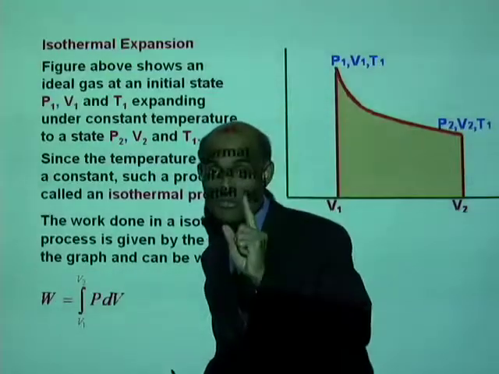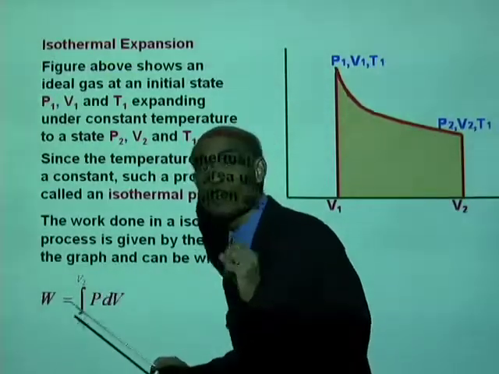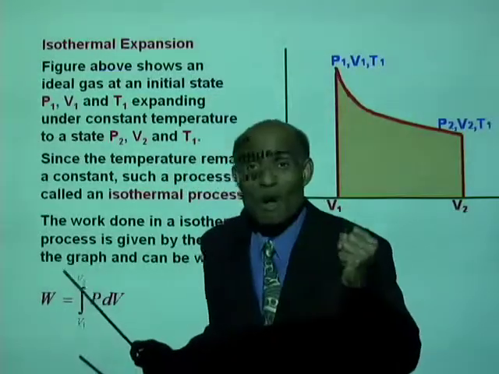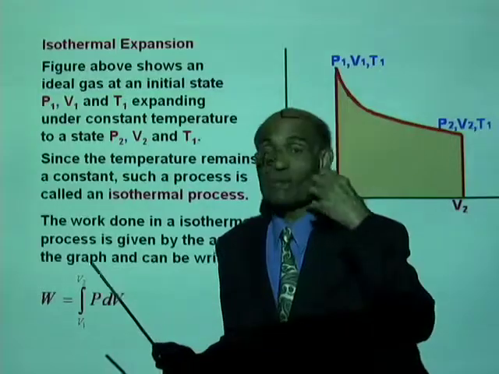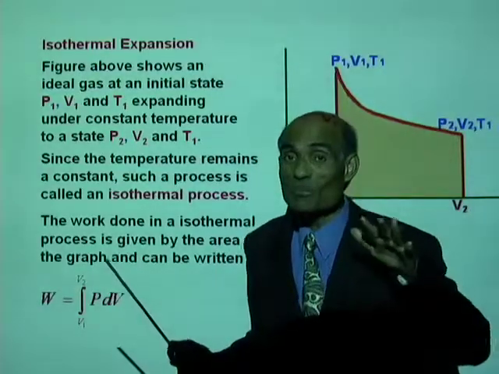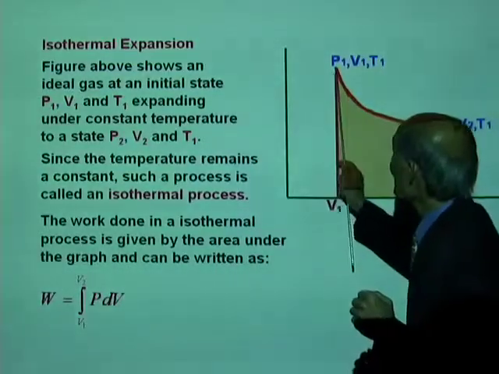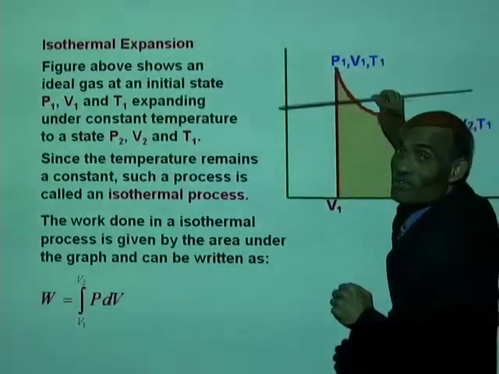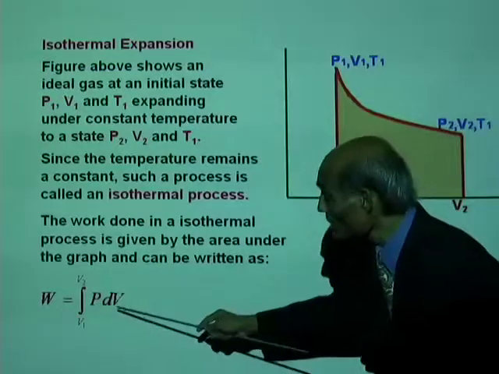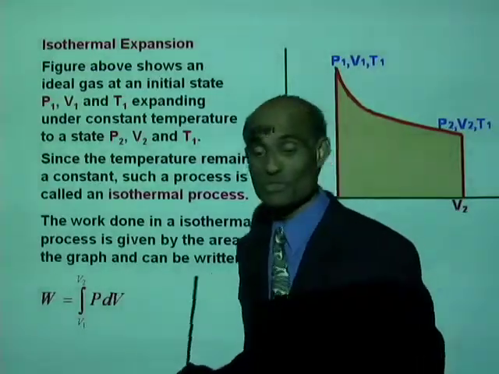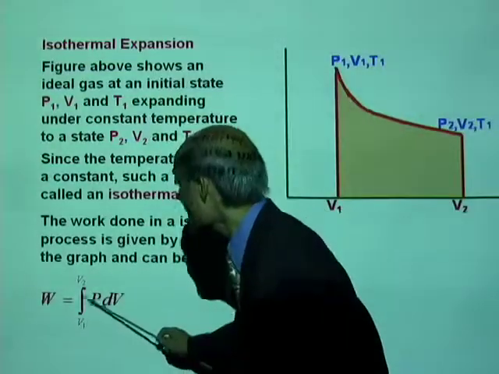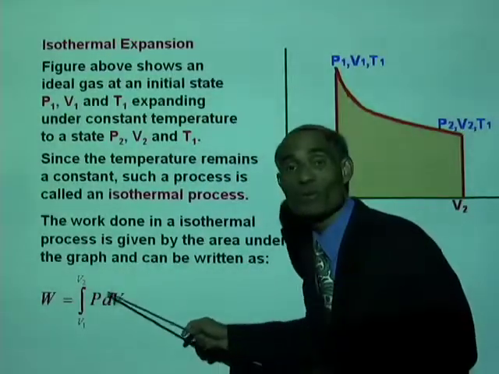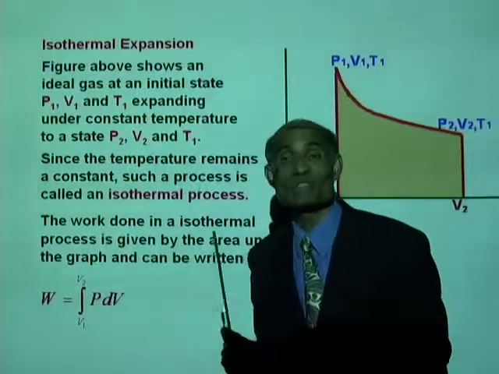But what is the difference? In the previous case, we considered the pressure remaining a constant, isobaric process. When the process is isobaric, the pressure remains a constant, that line will be a straight line. So you don't need calculus to measure that area. But in this case, you need to use calculus because pressure now is a variable. Volume is a variable and pressure also is a variable.